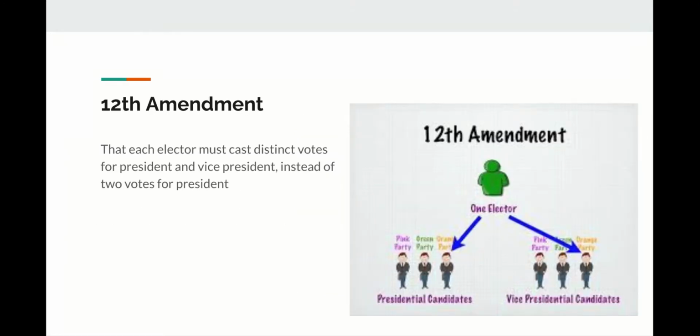The 12th Amendment states that each elector must cast distinct votes for president and vice president instead of two votes for president. So with this way, you vote for the president who has a vice president running mate, instead of voting for one president and then voting for another president. This allows presidents to run for office with a running mate. Instead of voting for vice president separately, you vote for the president who has selected his vice president.